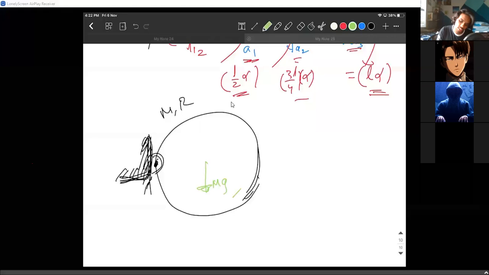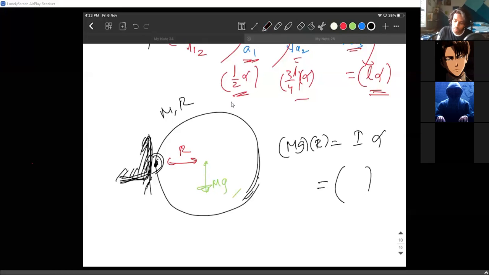So mg, the perpendicular distance this time is r. So the torque is mg into r equals I alpha. Harshita already gave the answer. The moment of inertia, how much is the moment of inertia here about this point? Anyone remembers?